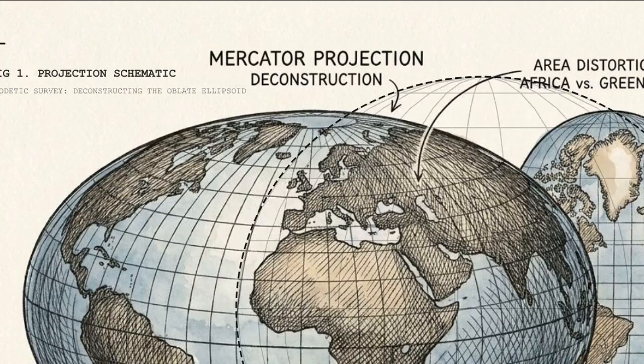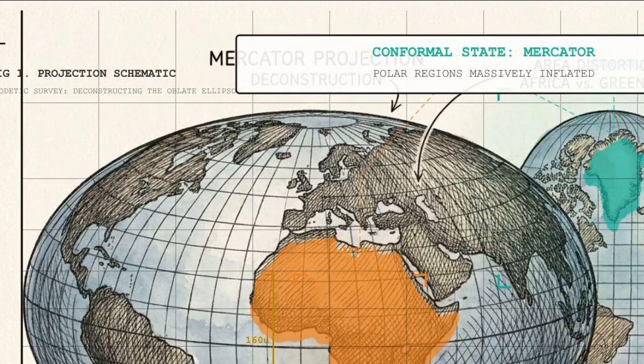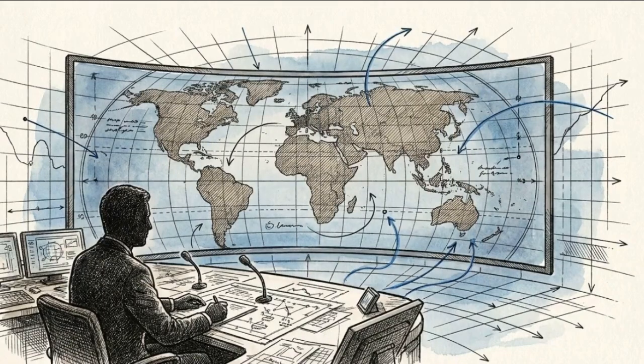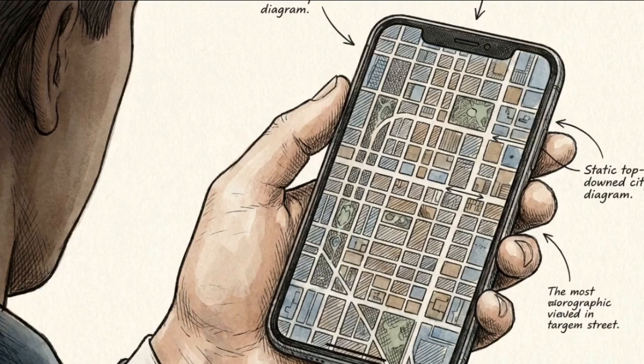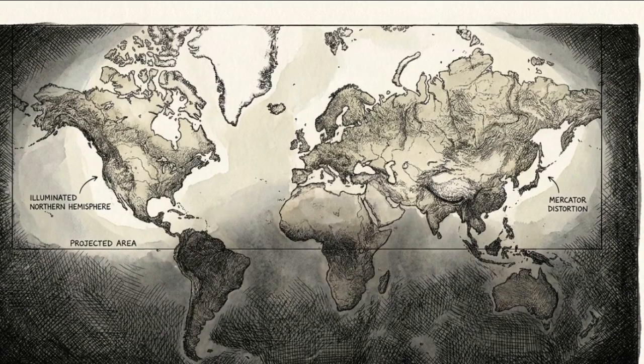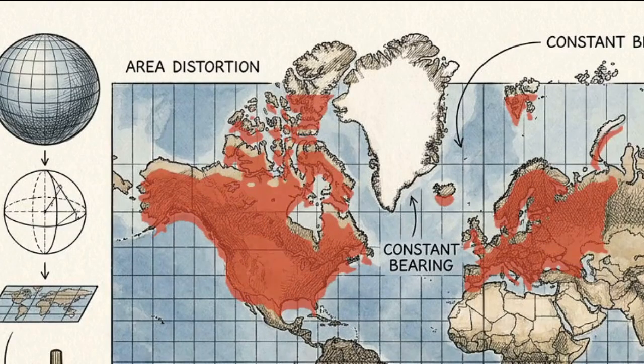Mapmakers have to pick their poison. They can preserve the true relative area of the land masses, or they can preserve the exact angles and shapes of the continents. They cannot do both. Walk into nearly any classroom, watch a news broadcast, or open your phone, and you will see the Mercator projection. It is the default way we visualize our planet, but that familiarity hides a massive distortion.